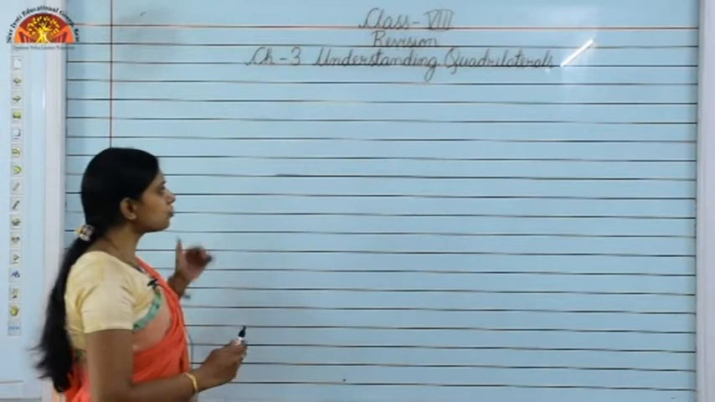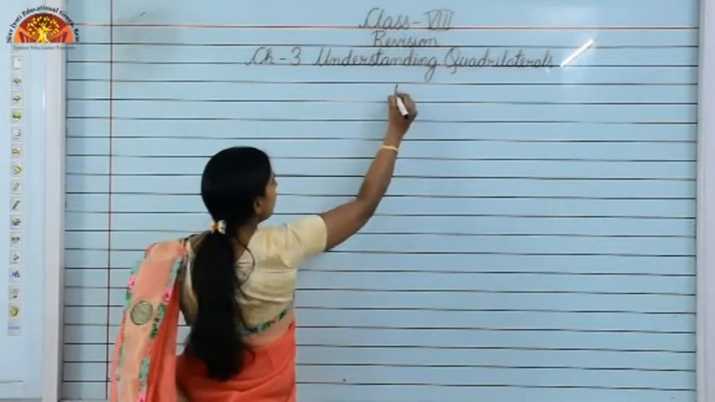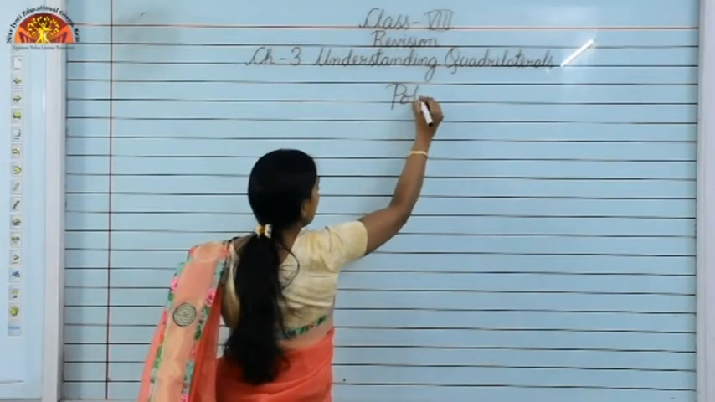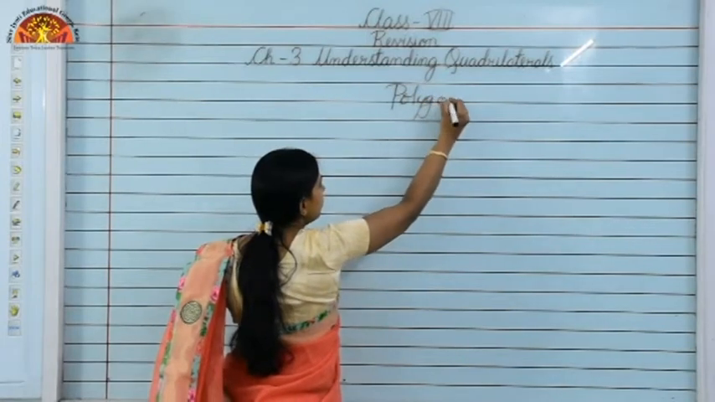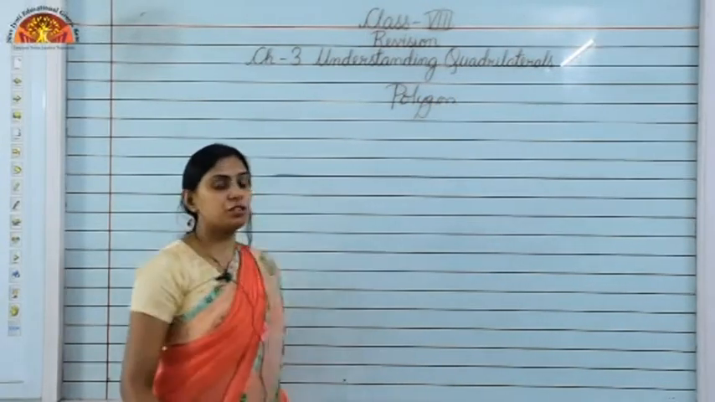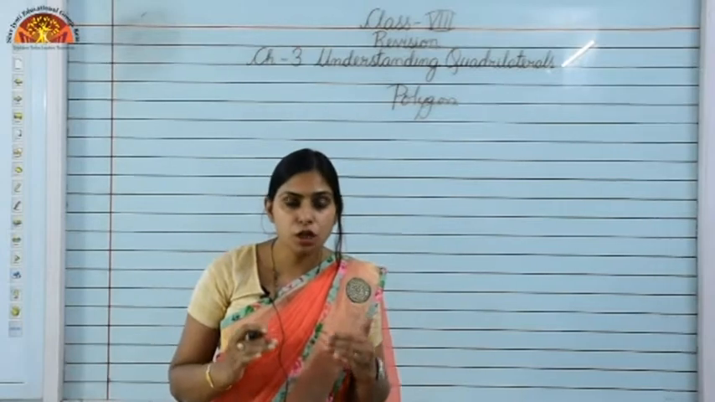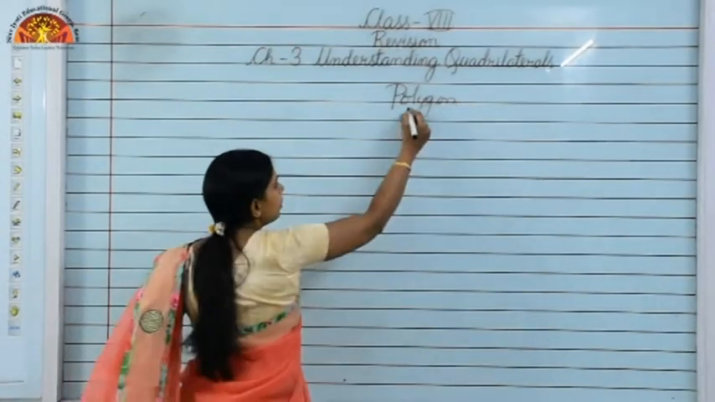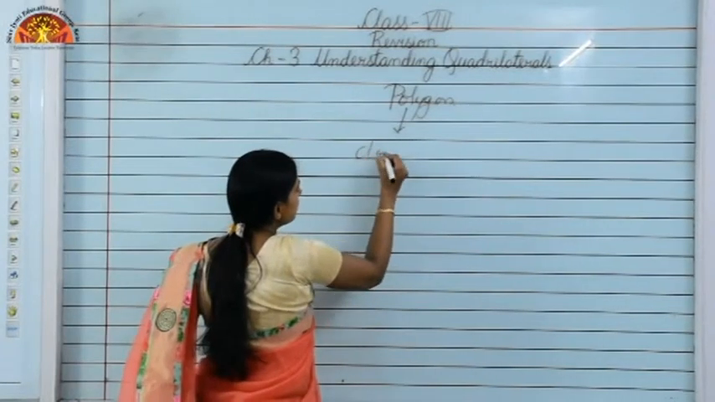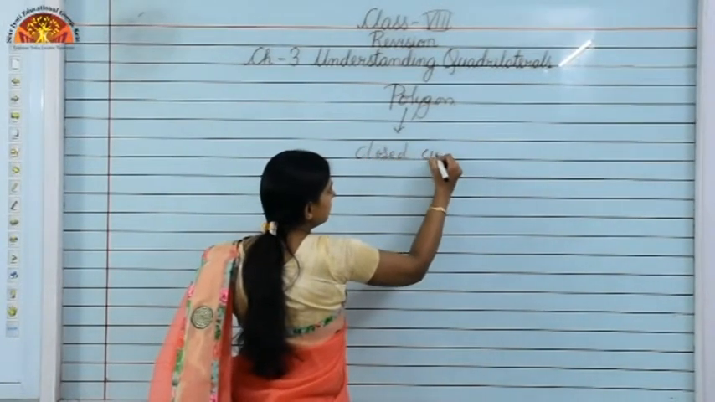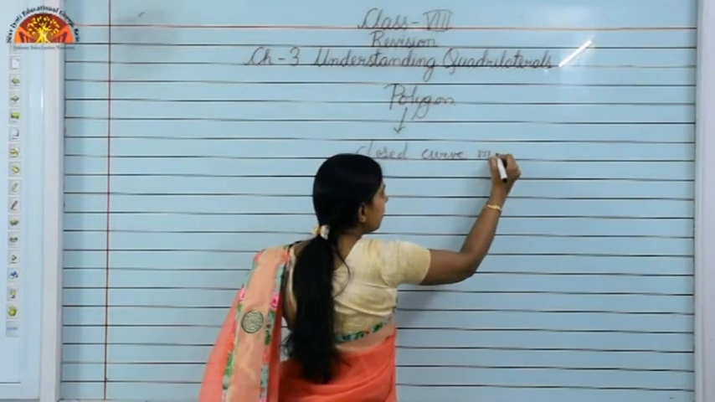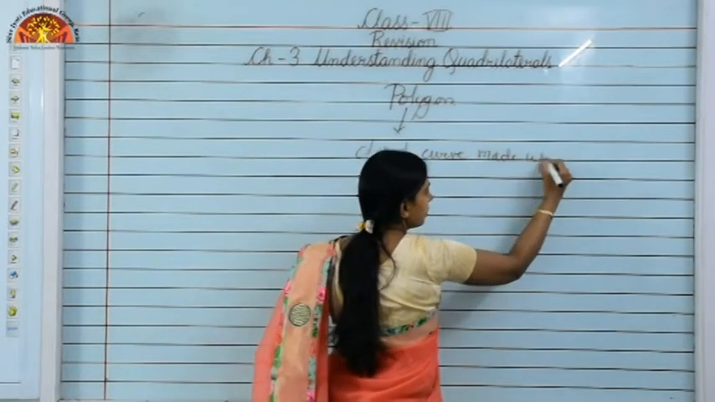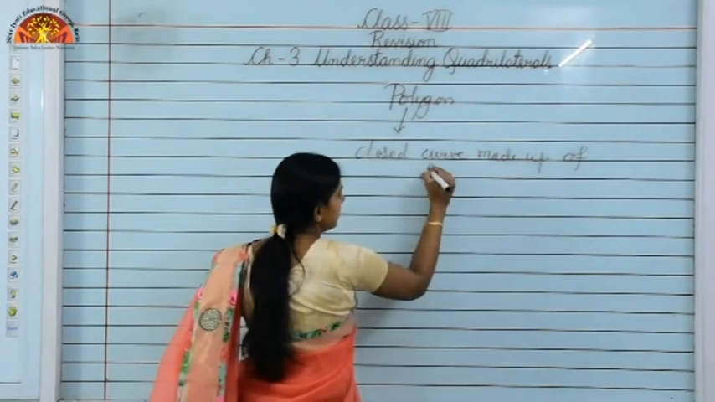So first of all, what is a polygon? As children, you already know that a polygon is a closed curve made up of line segments.